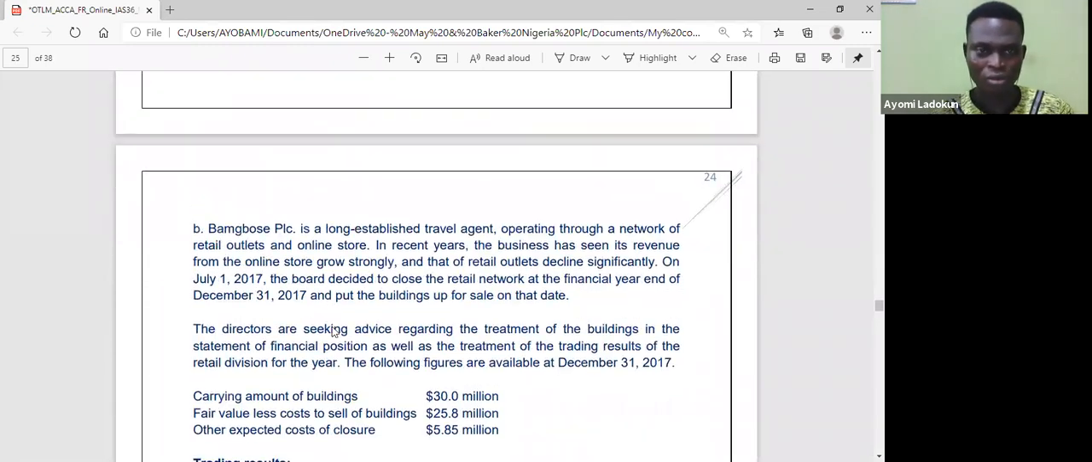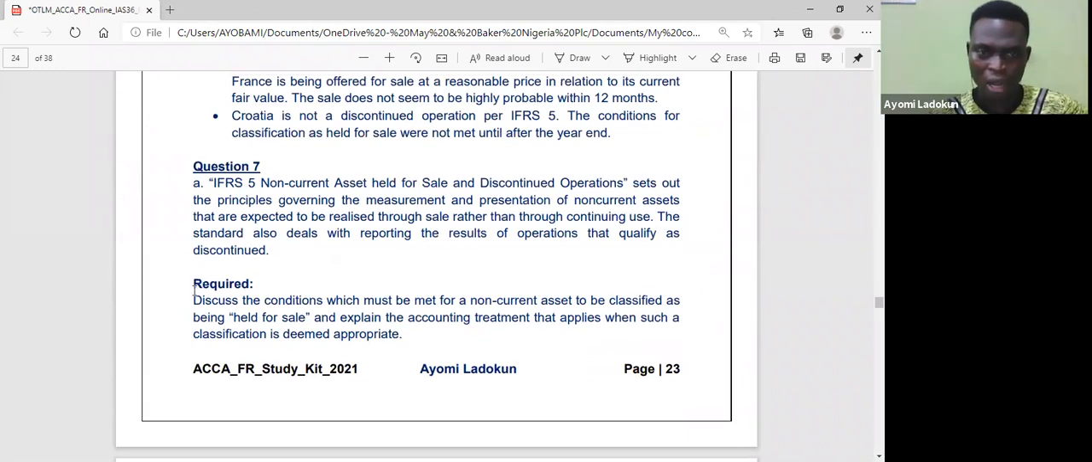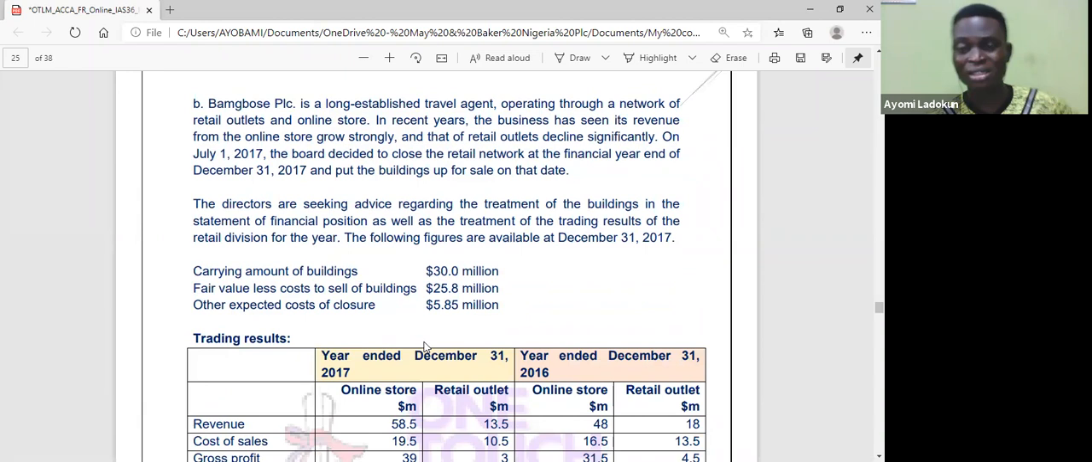Okay, it's very straightforward. Now here, they were telling us the requirements. It says, discuss the conditions which must be met for a non-current asset to be classified as held for sale, and explain the accounting treatment that applies when such classification is deemed appropriate. You should be able to handle that. I've told you. Even if you cannot handle it, you have the solution they would have explained, so I don't need to say that again.